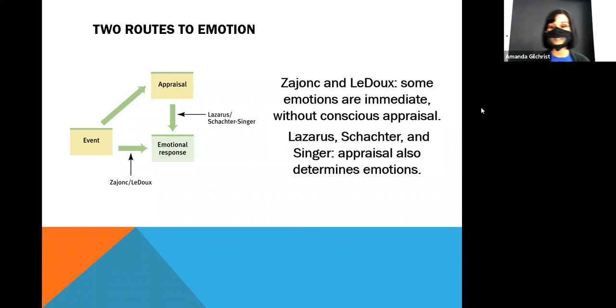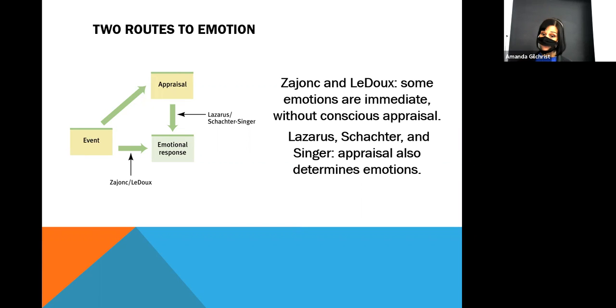So interestingly enough, there are some times where we need cognition to define an emotion, and there are some times that we don't. So we're actually looking at two different routes to emotion. So we have an event that happens. Now, what is going to determine whether we immediately have an emotional reaction or we require a cognitive label?